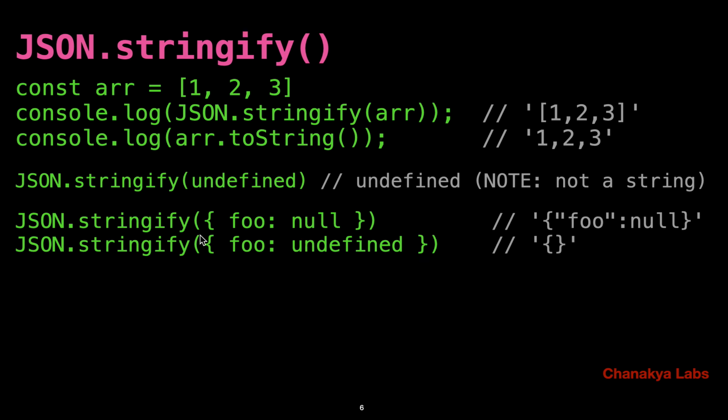Now let's try the same thing with foo null, and when I stringify it, null is a valid thing in JSON. So it will create foo in quotes and null not in quotes. If null were in quotes, then it would be the string null. It is not the string null.